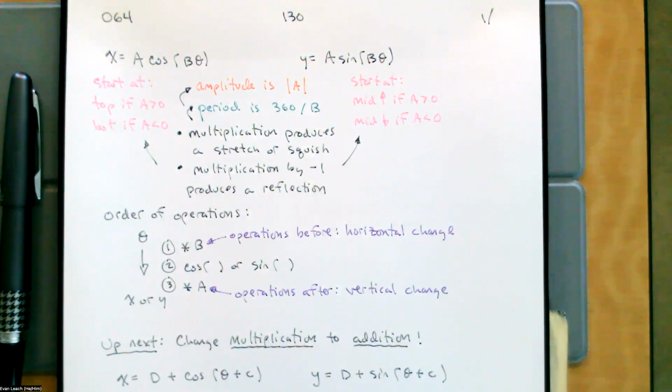So it seems like with the operations that happen before, the horizontal ones, it's kind of like we do the opposite. I multiplied by 2, but we divide the period by 2. If we multiply after by 2, we multiply the amplitude by 2. It stretches. Question?